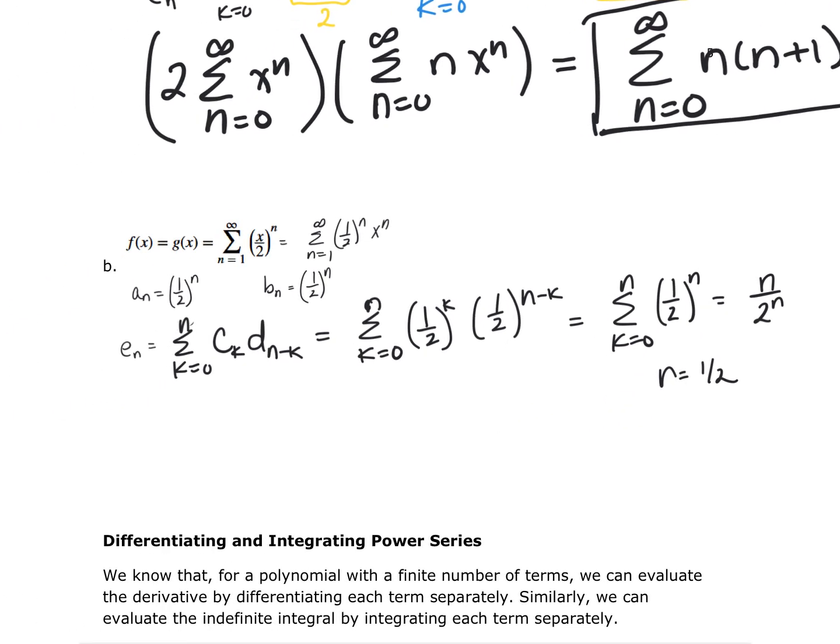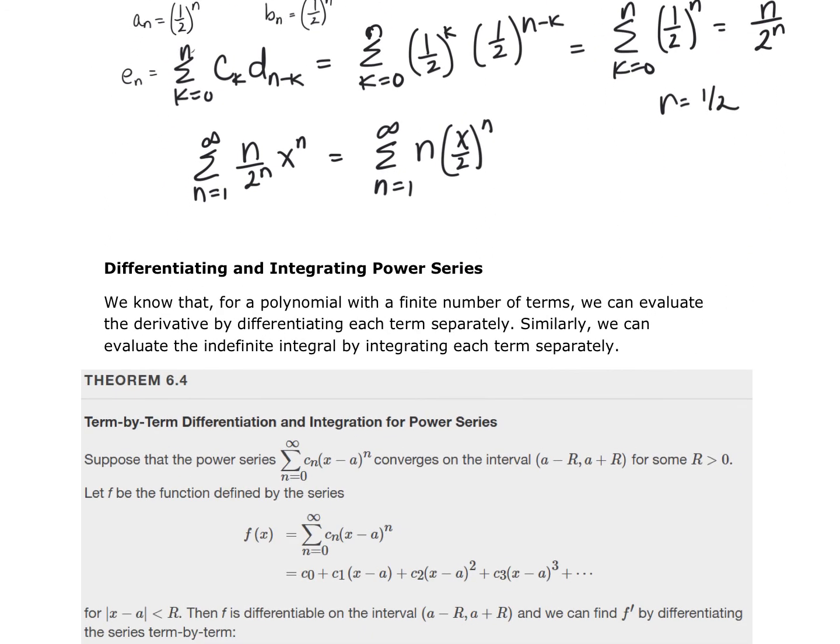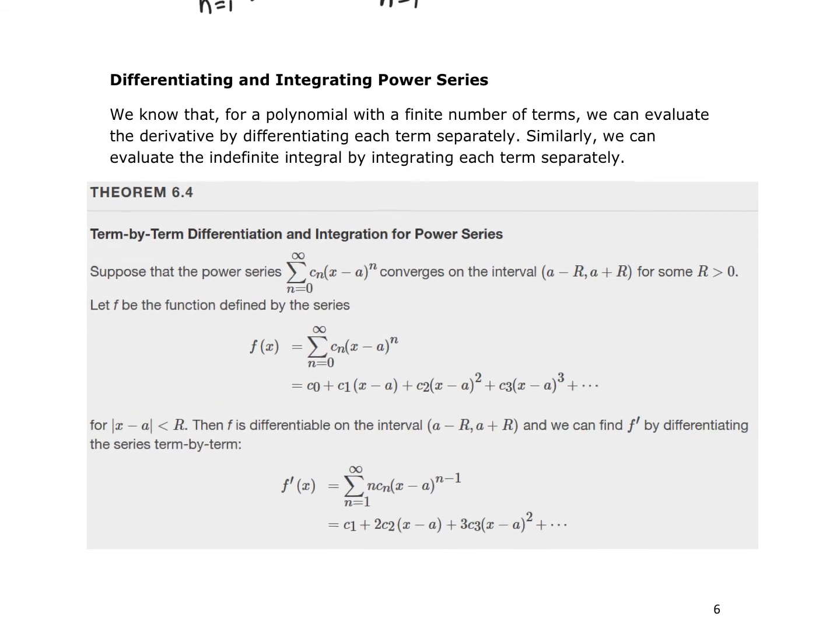So then this multiplication is simply going to be the summation of n equals 1 to infinity of n over 2 to the n, x raised to the n. I can leave it like that, or if I'm inclined, I could write this as n equals 1 to infinity of n times x over 2 raised to the n. I'm okay with either one of them. Now let's look at differentiating and integrating power series.